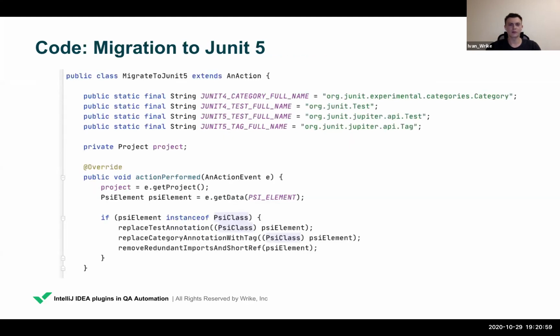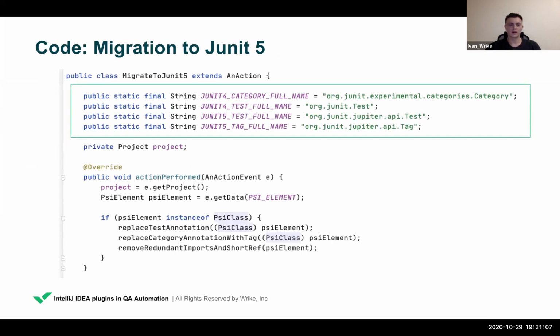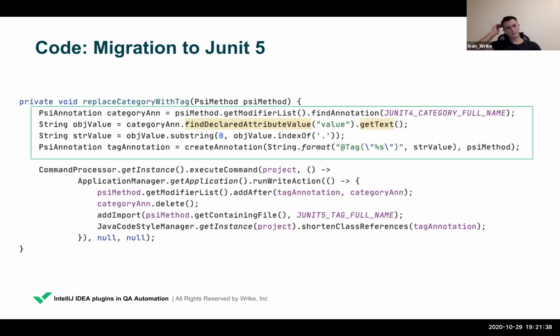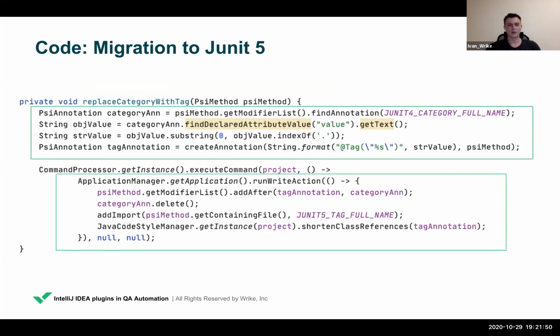Here I put the code for migration to JUnit 5. Here you can see paths to annotations from these frameworks. And in this main method, we firstly replace the Test annotation. After that, we replace the Category annotation with the Tag one. And after that, we remove redundant imports and short references. So let's look closer into replacing the Category annotation with Tag. This is a pretty simple method where we firstly find our Category annotation and extract the string value from this annotation, and then we create the Tag annotation. And here we write down our action to our editor.